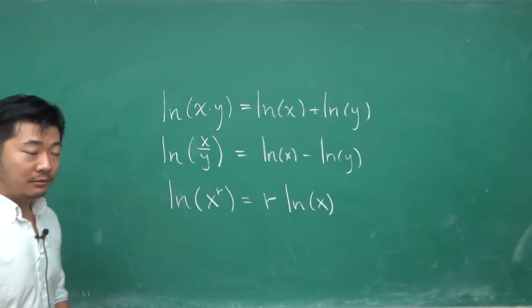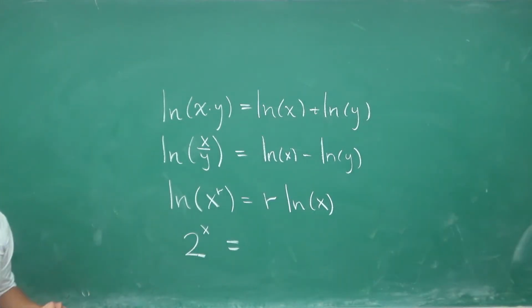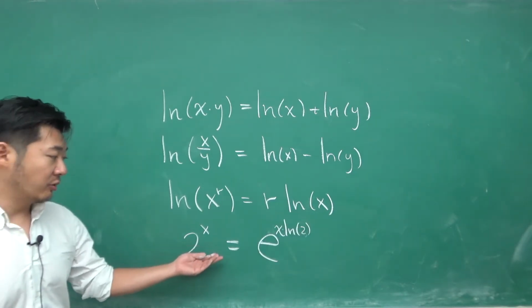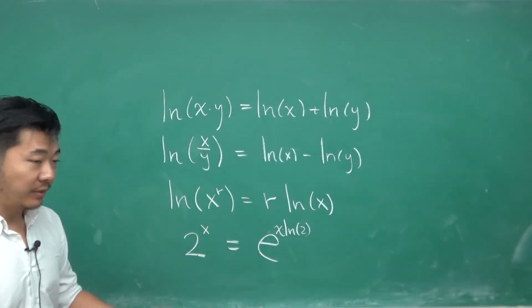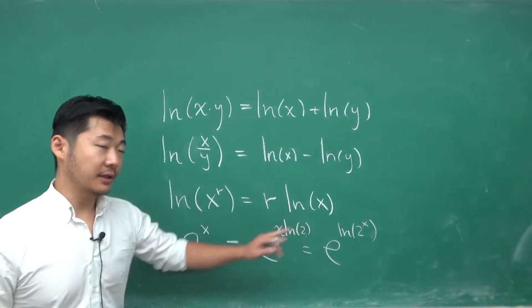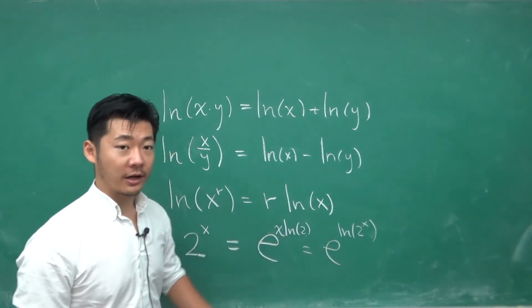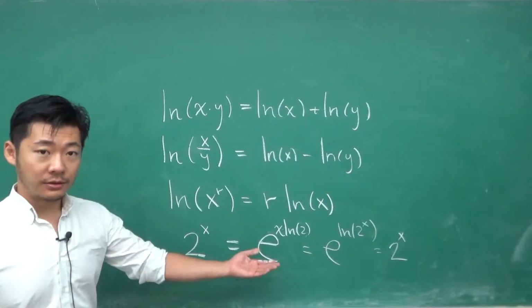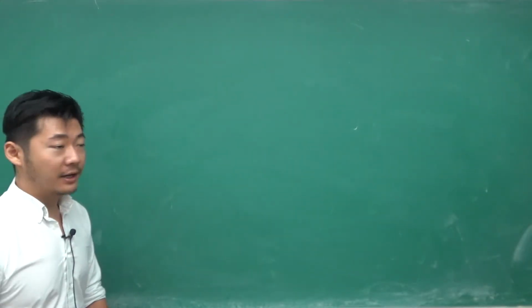As an application, we can write any number, for instance 2 to the x, as base e, so 2 to the x can be rewritten as e to the x times natural log of 2, because we can move the x into the exponent of natural log, and then e and natural log are inverse functions, so this is just 2 to the x. Now let's investigate the derivative of natural log.